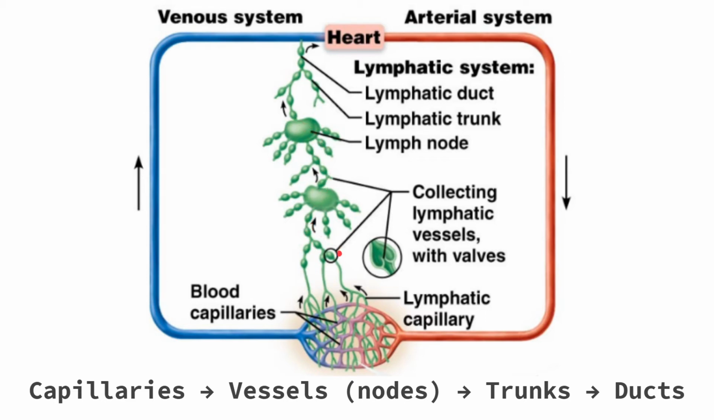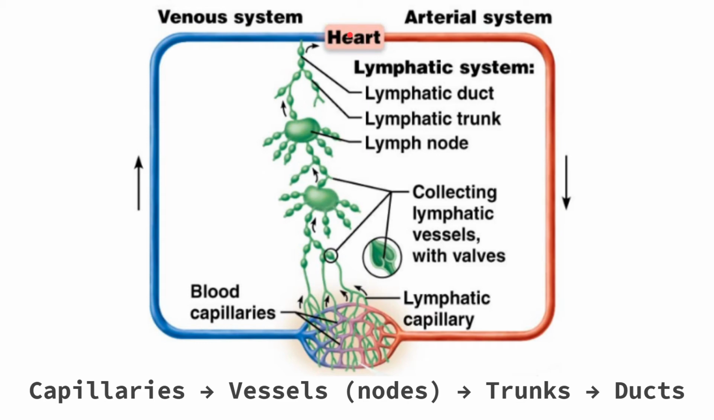So all of these are vessels. Multiple vessels converge into what's called a trunk. I know it looks the same size, but it is slightly larger than the vessels. And then the trunks are going to dump into an opening that's called a duct, and that's how the fluid gets back into the heart.